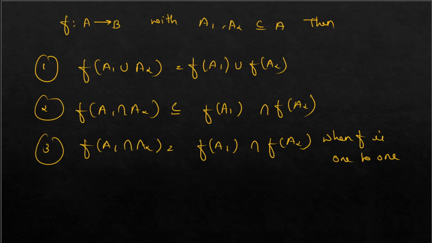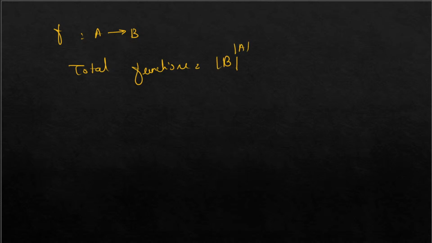Okay, so let's see the next one now. I hope you all have noted this. So the next is: if f is A implies B, then the total number of functions is B to the power A.